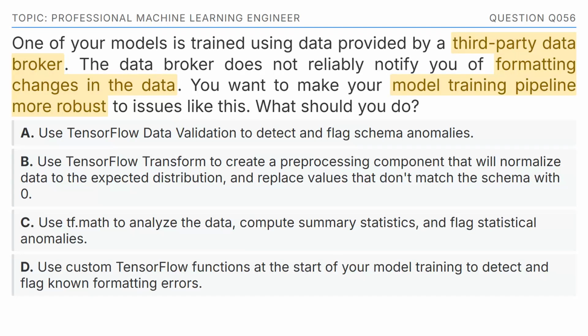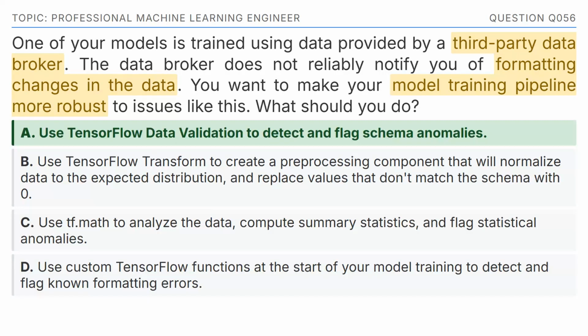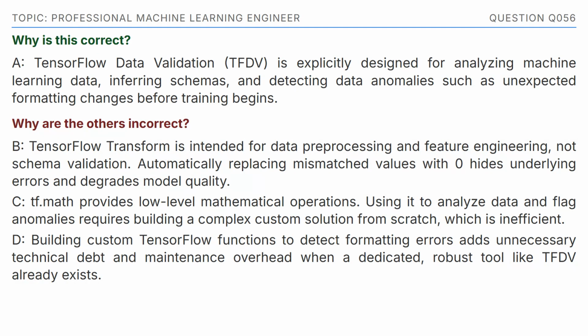To arrive at the correct answer, we focus on the keywords: third-party data broker, formatting changes in the data, model training pipeline more robust. The correct answer is option A. Use TensorFlow data validation to detect and flag schema anomalies. Why is this correct? A. TensorFlow data validation, TFDV, is explicitly designed for analyzing machine learning data, inferring schemas, and detecting data anomalies such as unexpected formatting changes before training begins.